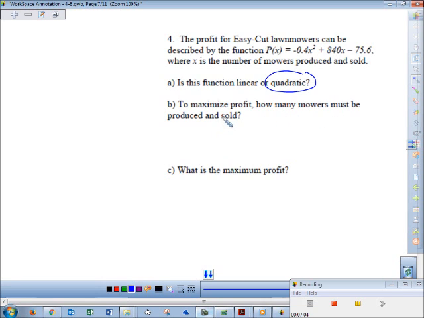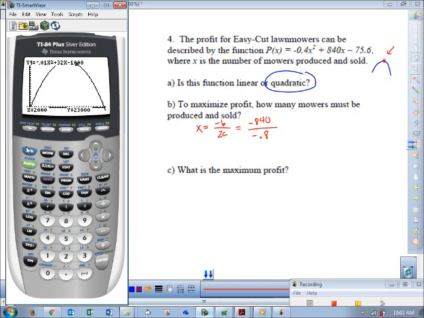To maximize the profit, how many mowers must be produced and sold? I don't even really need to graph this situation. I know it's a parabola, and I know it's going to open down, and I can tell you right smack dab where ye old maximum will be. Boop! Right there. Find the vertex. I'm going to do that algebraically. To find the x value of the vertex, remember that's the opposite of b over 2 times a. So opposite of b, negative 840, because this guy was in standard form. 2 times a, negative 0.8. And then we do a little calculating. Quit out of this.